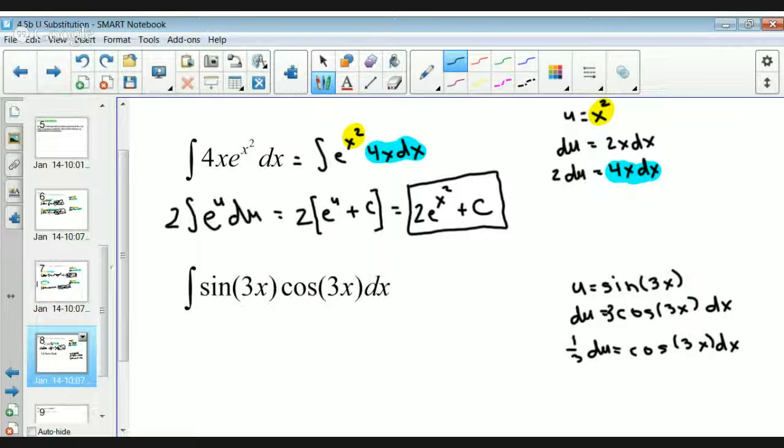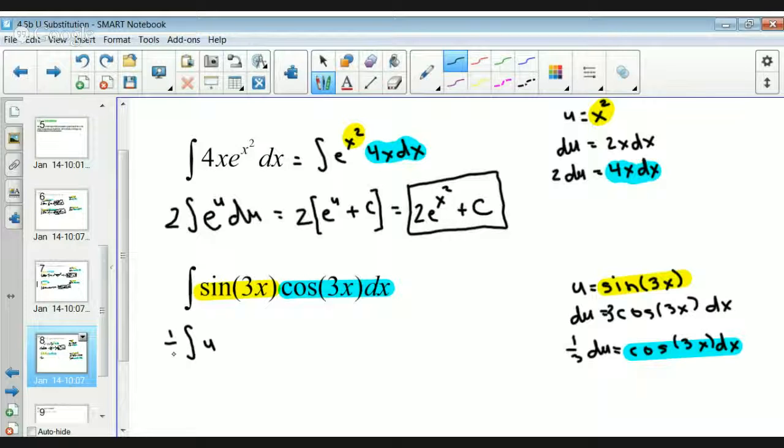Okay, go ahead and get your highlighters. We're going to highlight u, which is sine of 3x. And then we're going to highlight the 1/3 du portion. So this portion is equivalent to 1/3 du. All right, let's rewrite. We now have the integral. Now I run into some yellow, which is u. Then I run into some blue, which is 1/3 du.